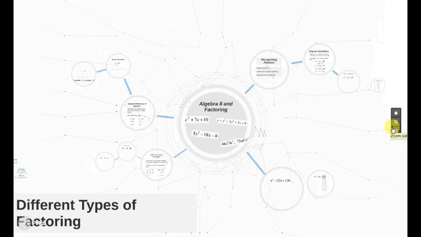Alright, so today we're going to talk about a few different types of factoring. We'll go through two examples for each different type that we discuss, and we'll also talk about how to recognize the different types. That way you can apply the techniques that we learned today properly.